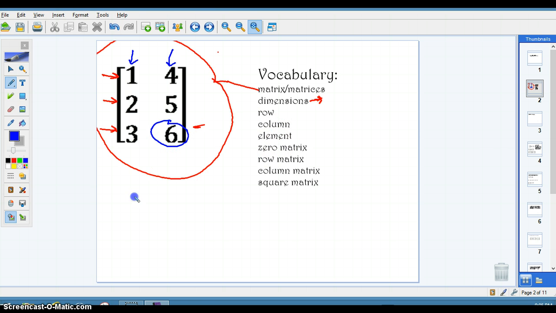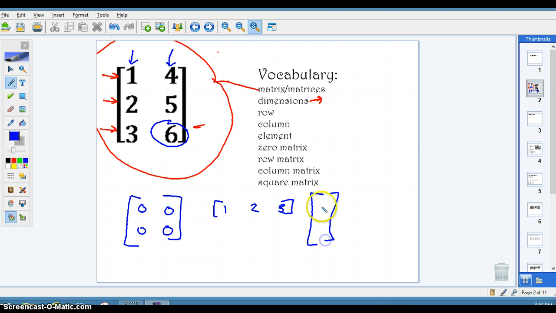A zero matrix is actually just that. It is a matrix with all zeros in it. A row matrix looks just like that. It is one row. A column matrix is a column. And a square matrix looks just like a square. It has the same number of rows as it does columns. This is a square matrix here. This is not a square matrix because it has 3 rows and 2 columns.